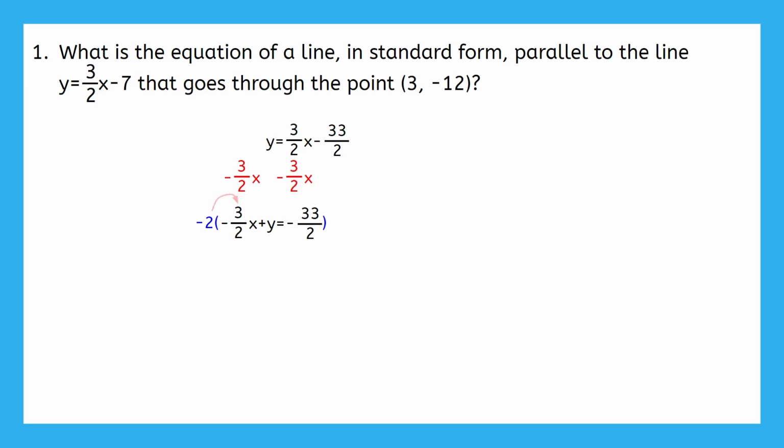Negative 2 times negative 3 halves x gives us 3x. Negative 2 times positive y is negative 2y. And negative 2 times negative 33 over 2 is positive 33. Let's take a moment to compare these. Would you say we've gotten to standard form?